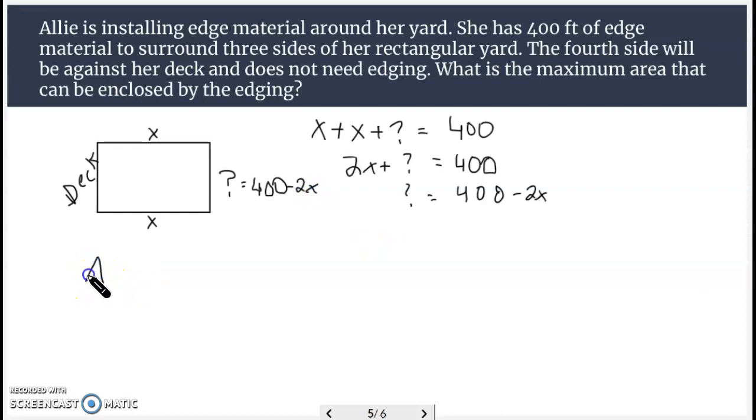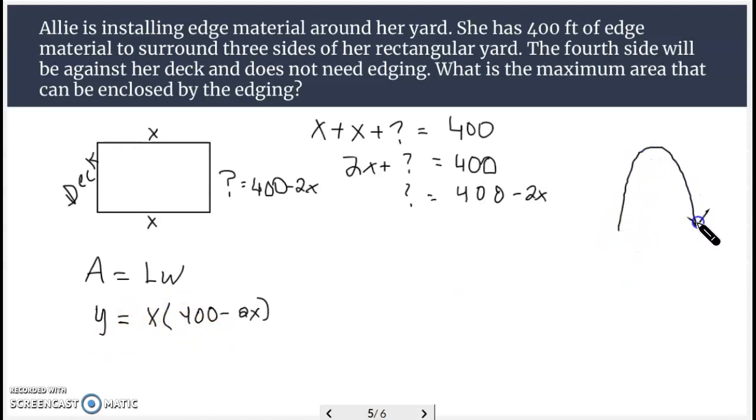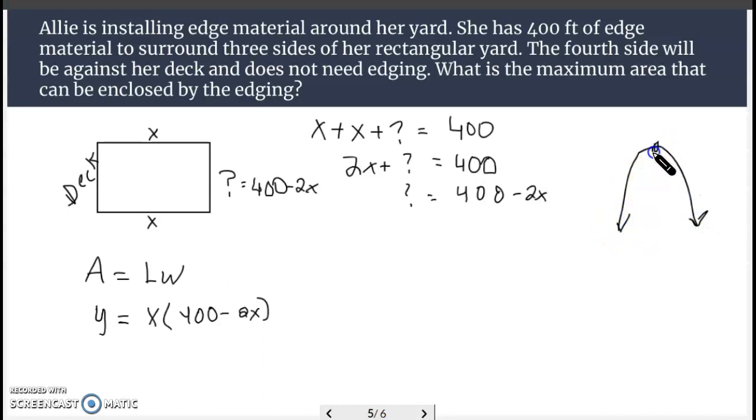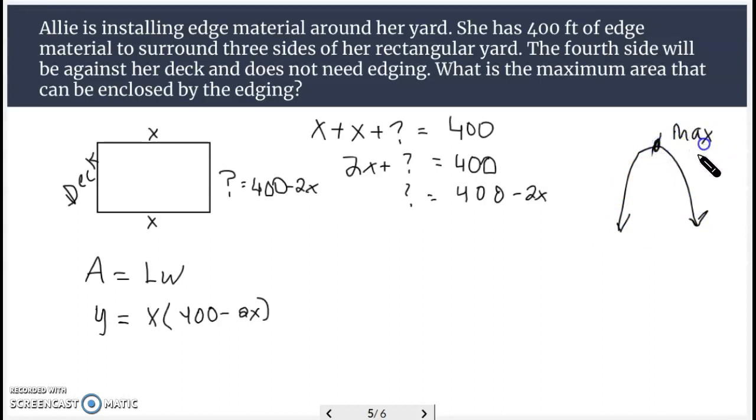Area of a rectangle is length times width. In terms of x, instead of saying L, we'll say x, and the width we can call 400 minus 2x. Alright, and so what we want to do now is find the vertex. If we were to graph this, and you certainly can on Desmos, it would be an upside down parabola. The vertex would tell us where the max is, the maximum area.